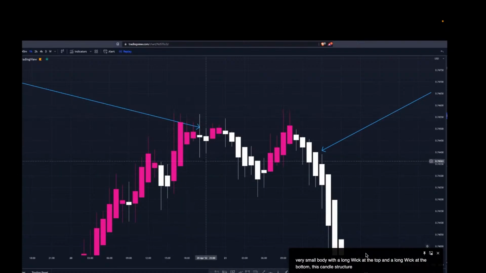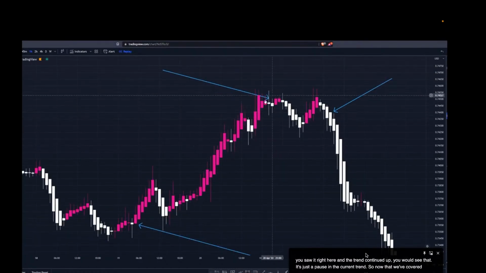This candle structure right here with Heikin Ashi candles signifies a shift or a change of the current trend. So if you get a signal like this, followed by one of these bearish signals with no wick at the top, the likelihood of a new trend forming is much higher. Whereas if you saw it right here and the trend continued up, you would see that it's just a pause in the current trend.